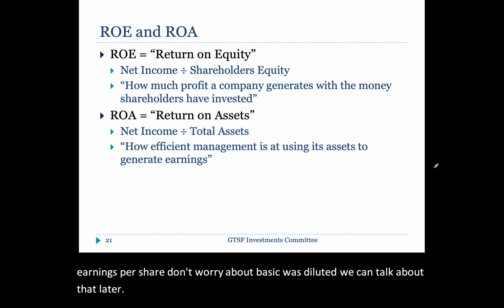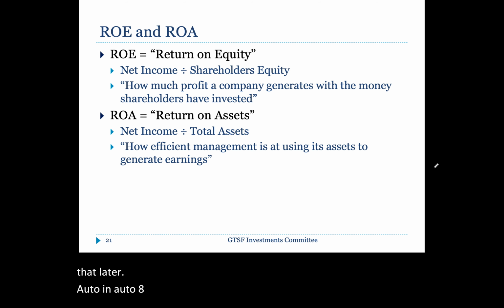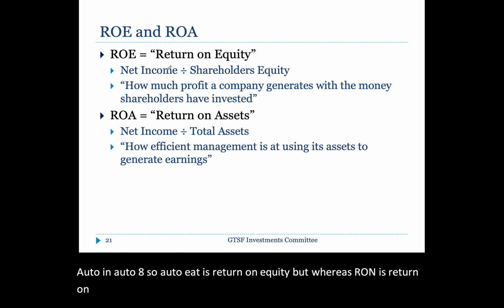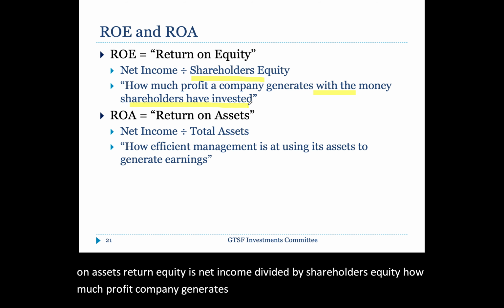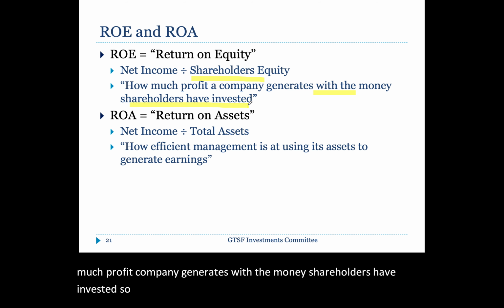ROE and ROA. So ROE is return on equity, whereas ROA is return on assets. Return on equity is net income divided by shareholders' equity. How much profit a company generates with the money shareholders have invested. So if shareholders have invested $10 million, how much money have you made from that $10 million?